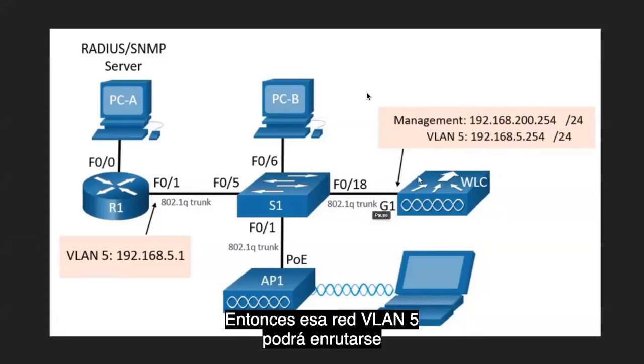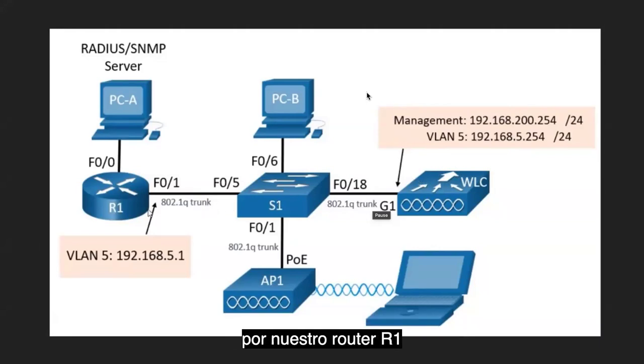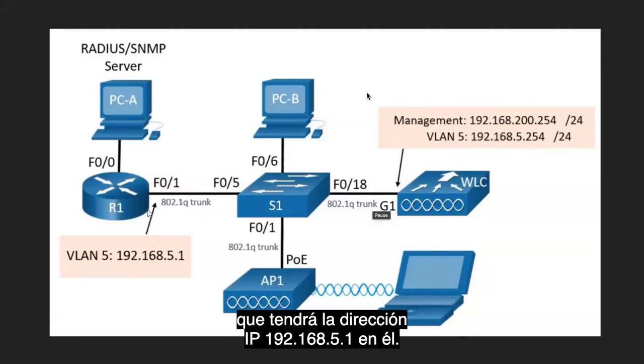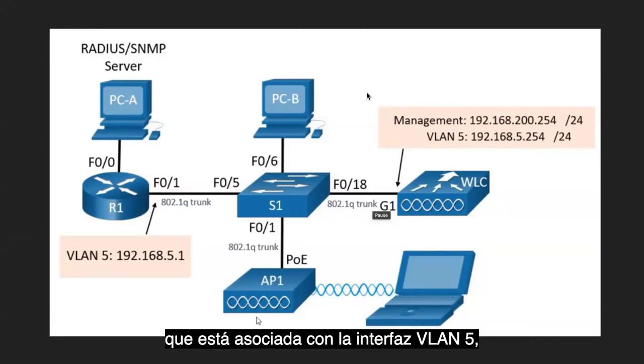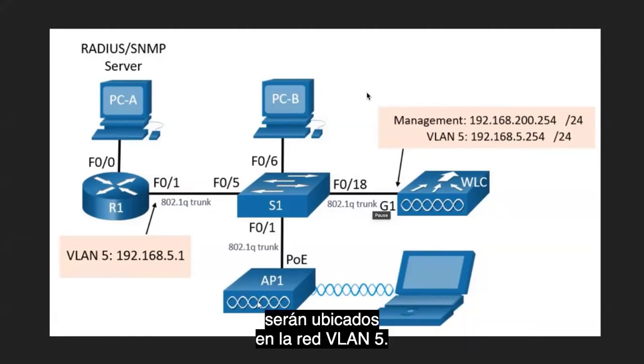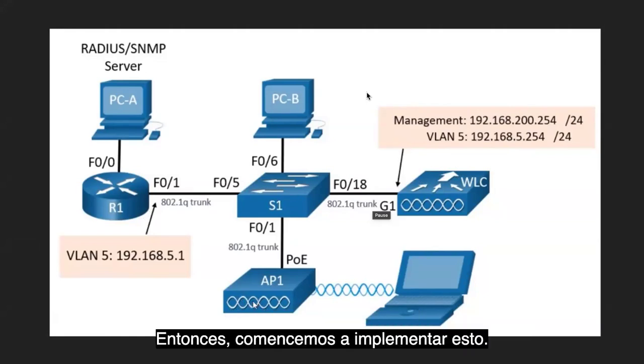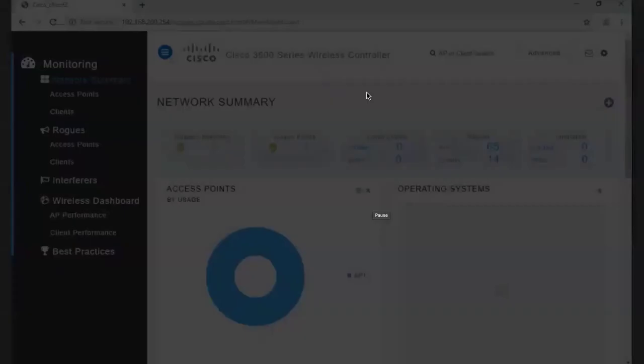Then that VLAN 5 network will be able to be routed by our router R1, which is going to have IP address 192.168.5.1 on it. As users join the wireless network that's associated with interface VLAN 5, those users will be placed on the VLAN 5 network. So let's get started in deploying this.